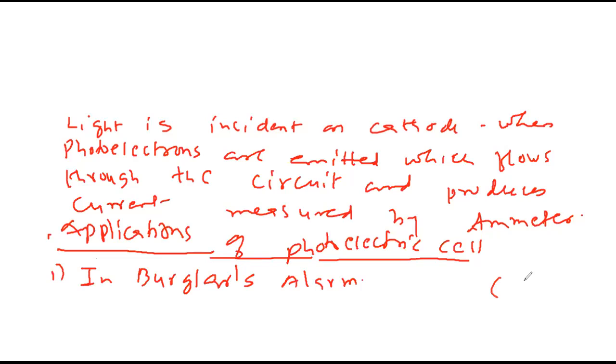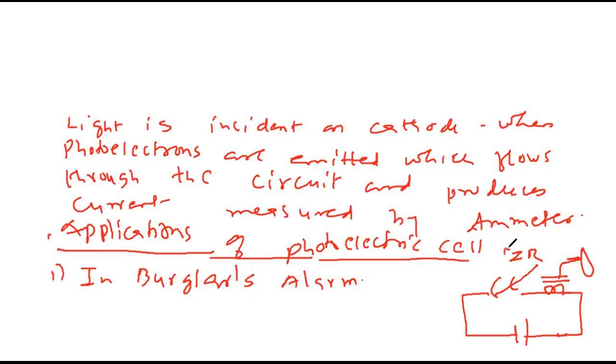In burglar's alarm, infrared is incident on a photocell. Till this light is not obstructed, current keeps on flowing. This is connected to a relay mechanism, which is further connected to a bell system. As soon as a burglar obstructs the path of light, the circuit stops and the relay mechanism gets activated, and the bell starts ringing. Unless somebody deactivates it, it keeps on ringing. Hence the burglar can be caught red-handed. That's why it is used in burglar alarm.